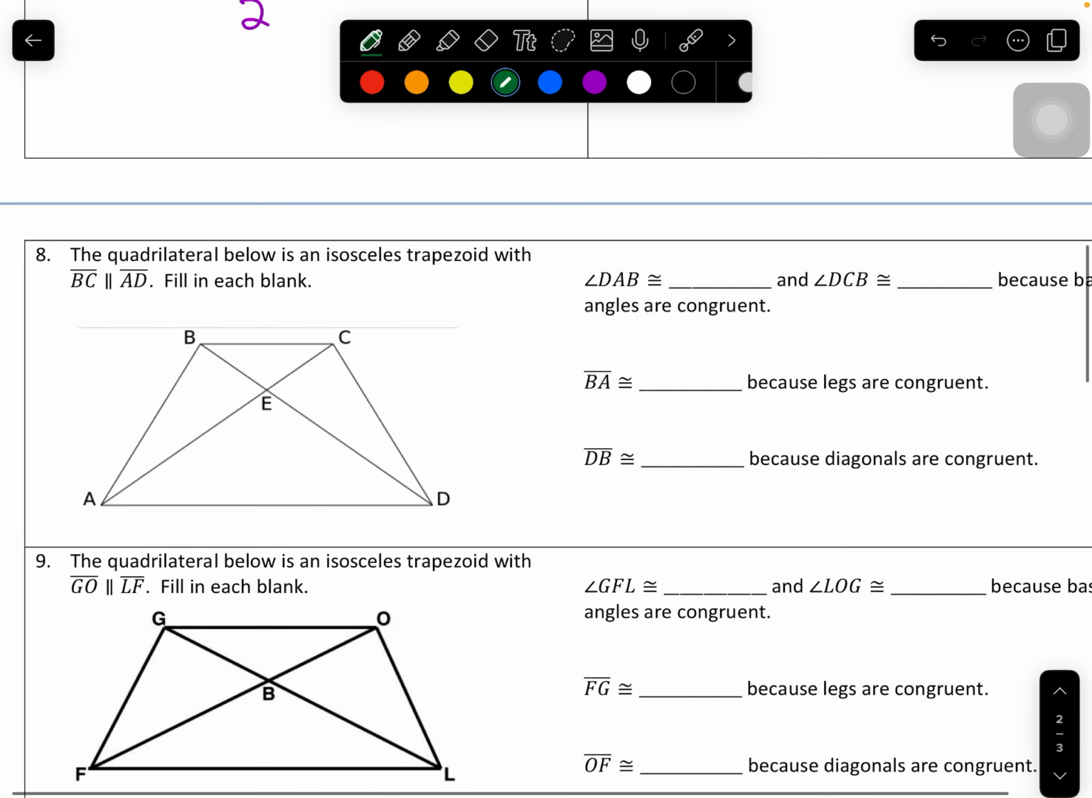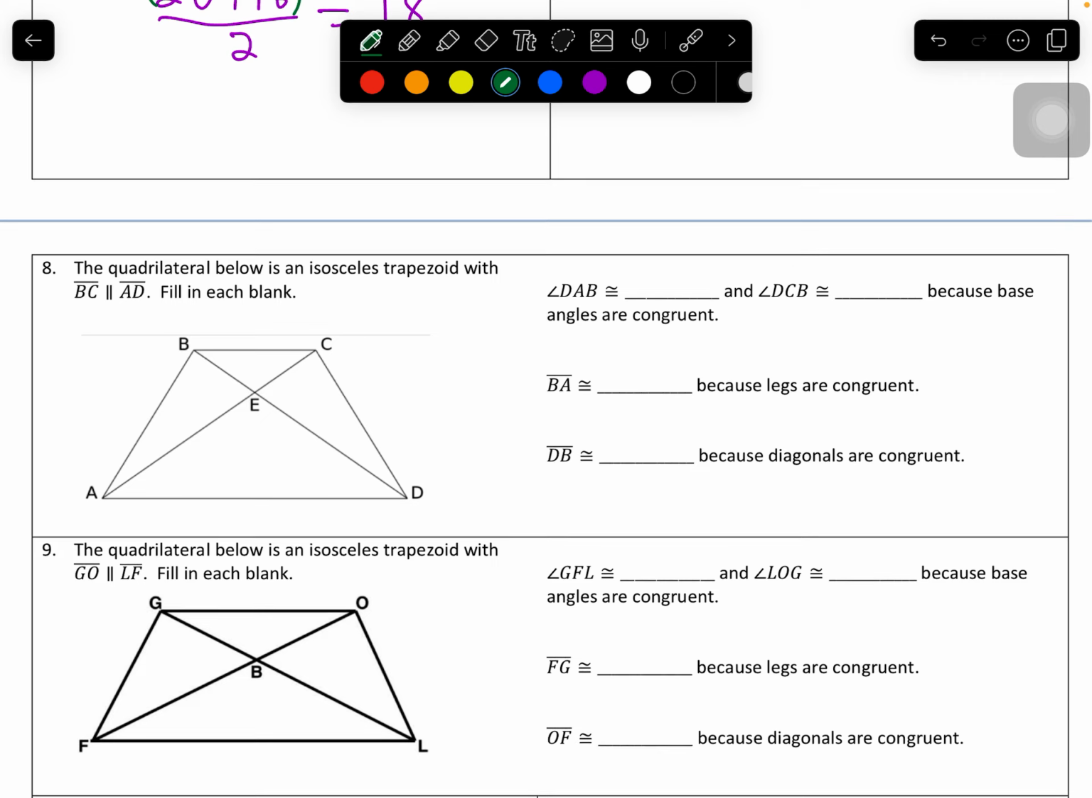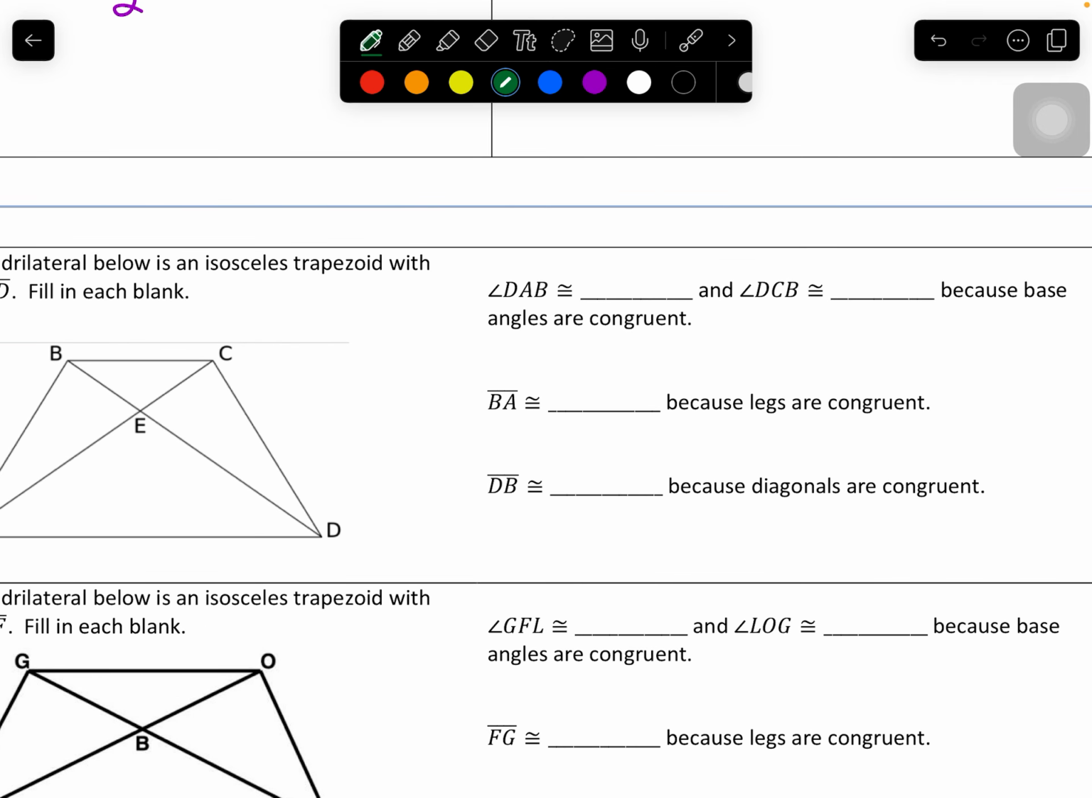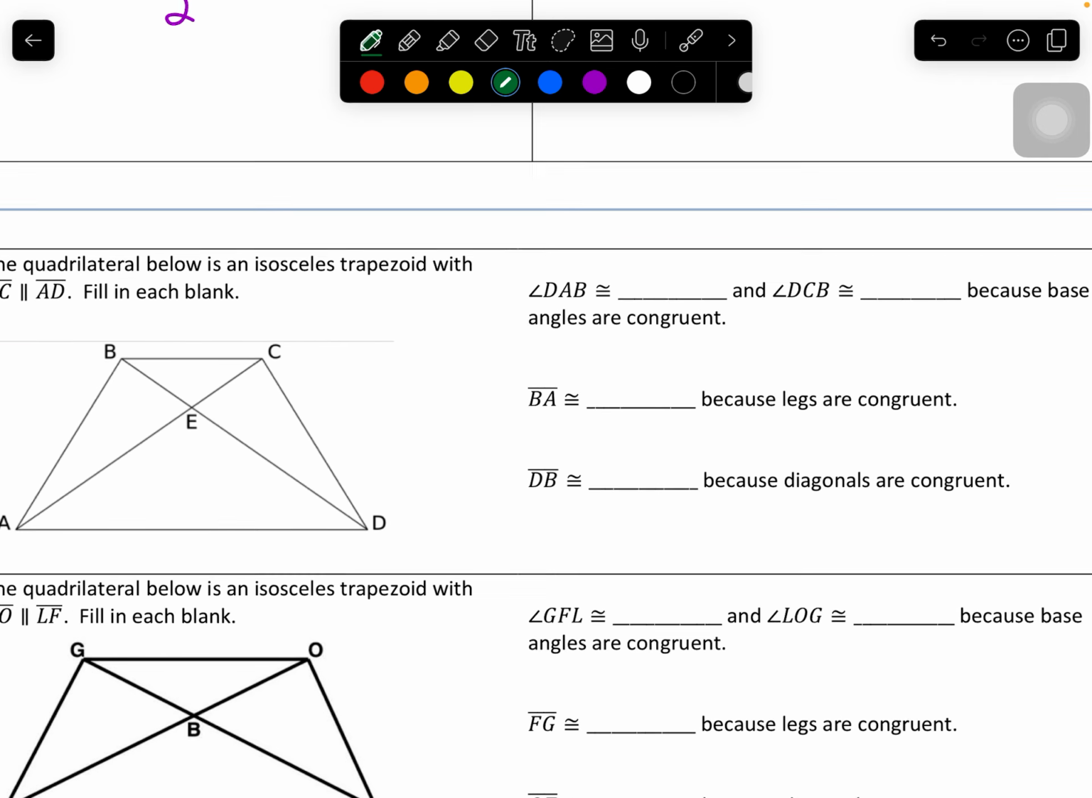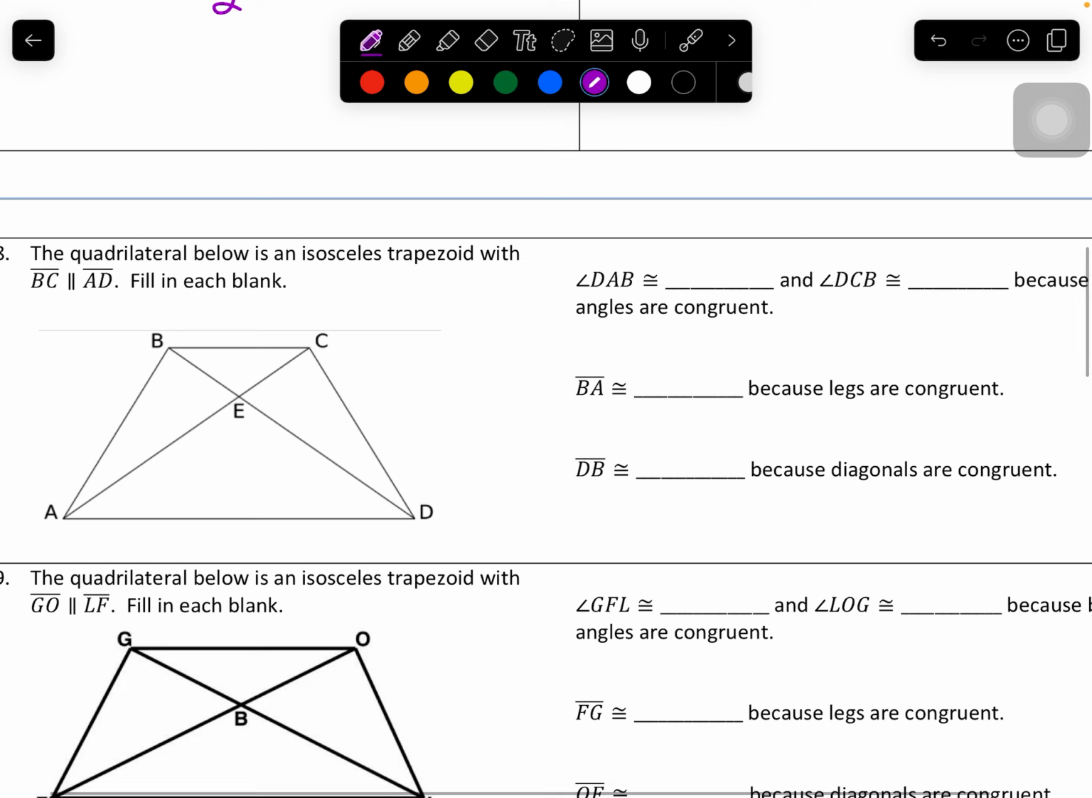All right, now we're on to some of the properties. Number 8. So if we look at the top one, we have a trapezoid. It says angle DAB is congruent to what, and angle DCB is congruent to what, because base angles are congruent. So think of base, think of your bottom angles. Okay, so these two go together. And then if these two go together, and these are considered base angles too, because if you flip over the shape, those would be on the bottom. So what are those angles? So then you have to put those letters in the middle.